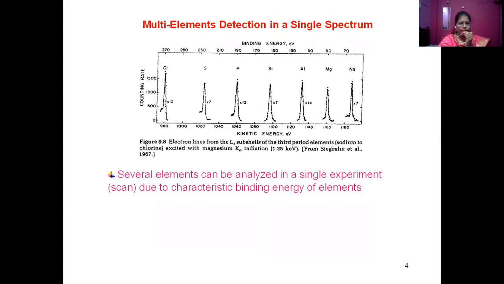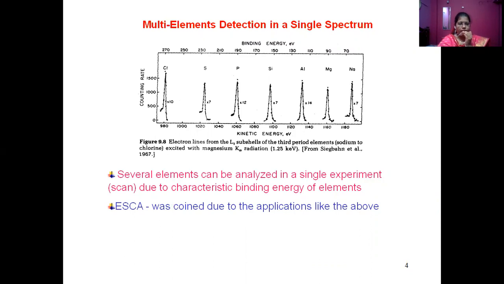So what are the advantages of this spectroscopy? In this spectroscopy, we can detect many elements in a single spectrum. As you can see in this figure, chlorine, sulfur, phosphorus, silicon, aluminium, magnesium, and sodium, all of these we can detect in a single run. Several elements can be analyzed in a single scan due to the characteristic binding energy of each element.